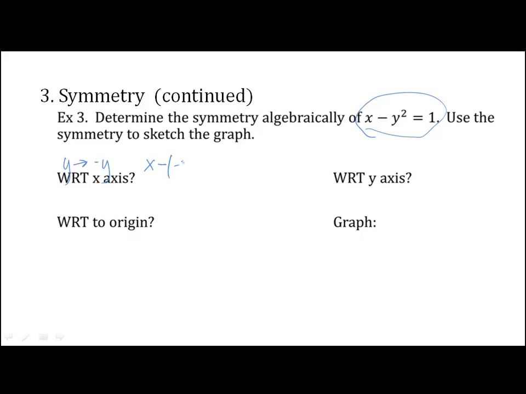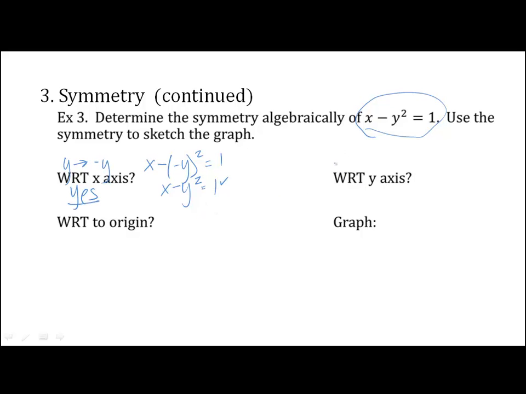So x minus negative y squared equals 1. I can simplify this. Negative times a negative, when I square it, becomes positive. So it's x minus y squared equals 1. Is that the same as the original? Yes. So it is symmetrical to the x-axis.